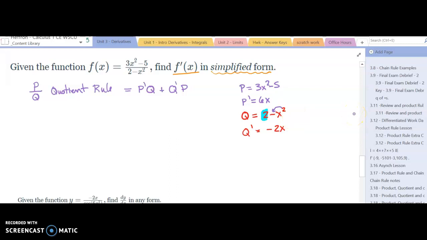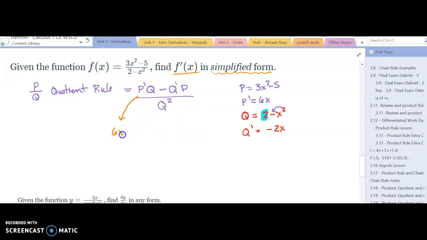So now we'll put everything back together. Oh, but I wrote the rule down wrong. The derivative of the first, or the numerator times the denominator minus the derivative of the denominator times the numerator, all over our denominator q squared. So that's the rule we're going to follow.